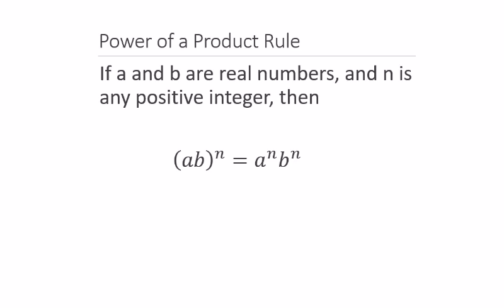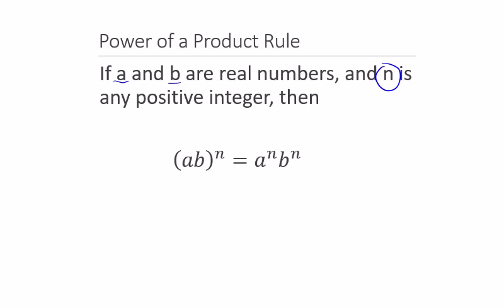All right, so first of all, if a and b are real numbers, and n is any positive integer, then if we have the product of a and b to the nth power, that equals a to the n times b to the n.